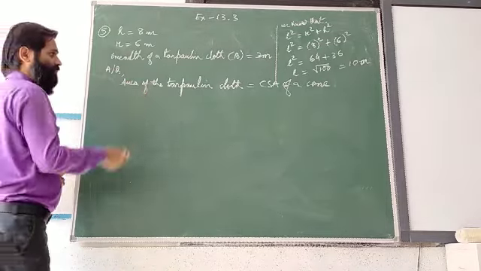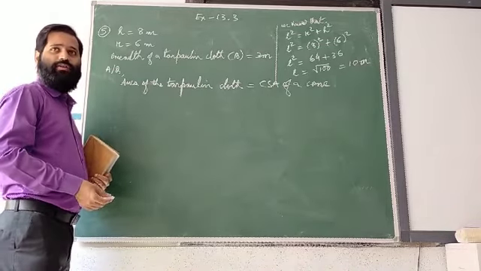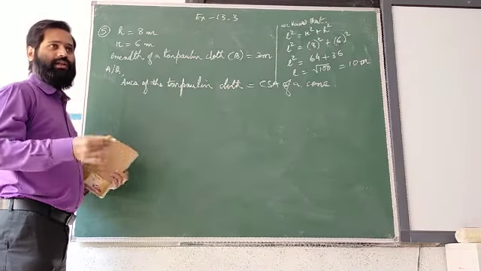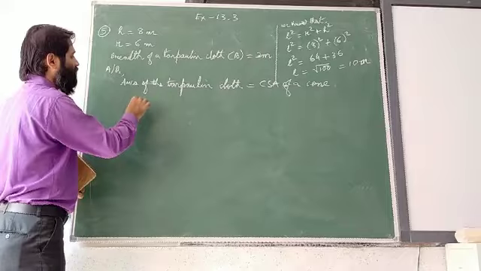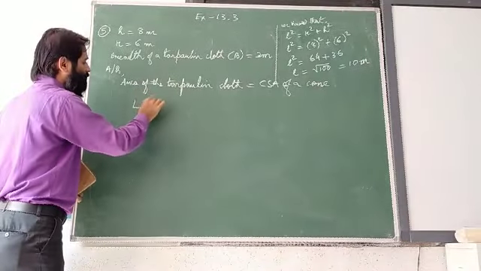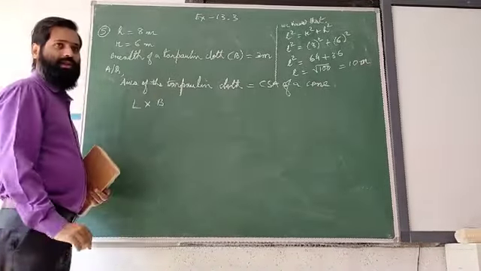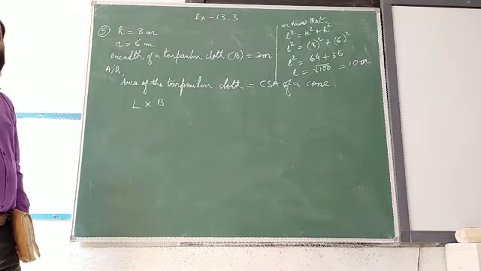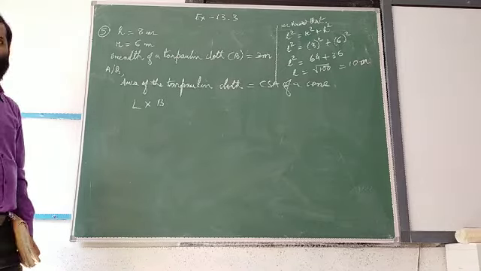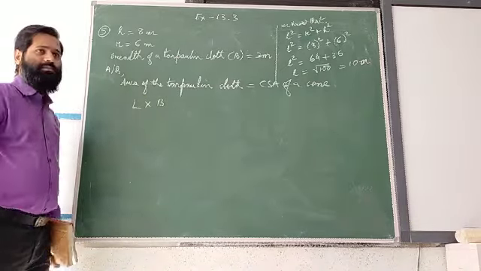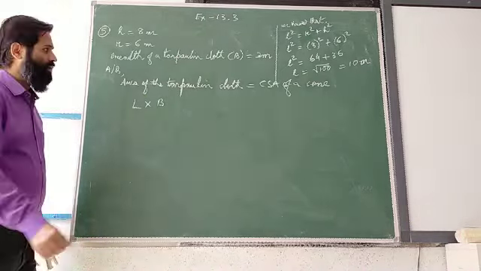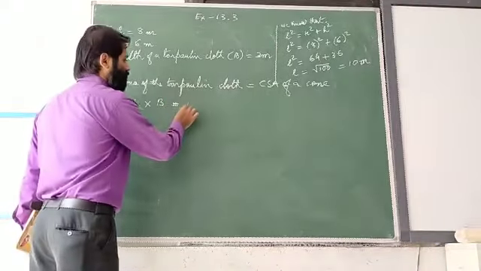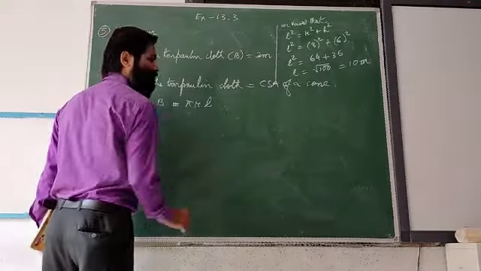So area of the tarpaulin cloth is capital L into capital B, because it is a rectangle. Why are we taking capital L and capital B? Because radius and height have been taken in small letters, so other things should be taken in capital letters. Now this equals the CSA of a cone, pi r l.